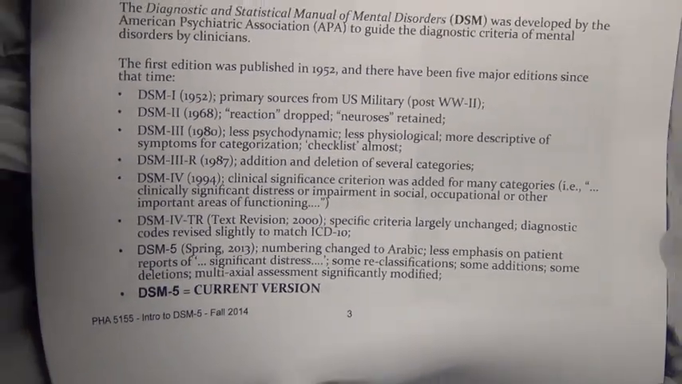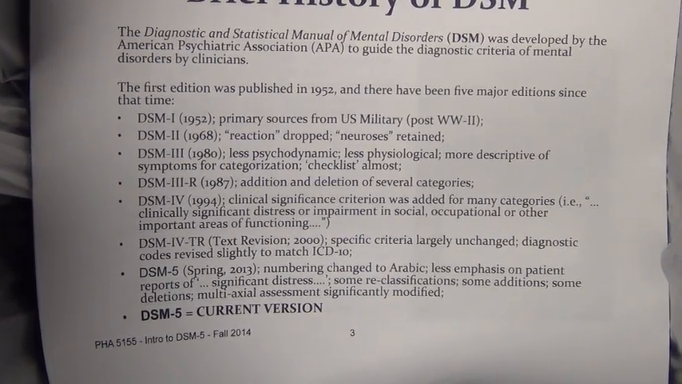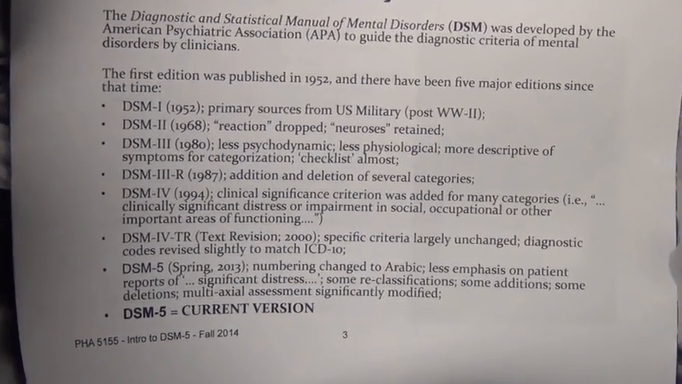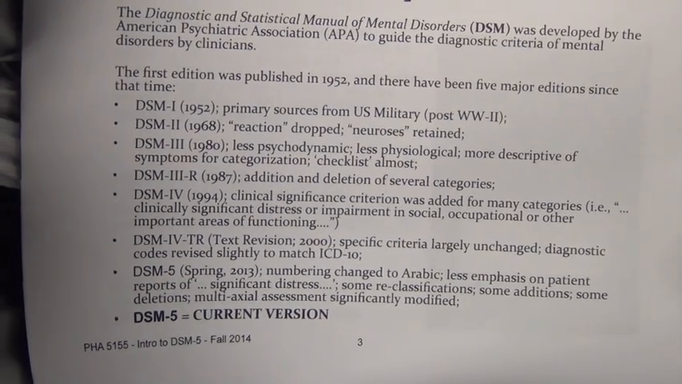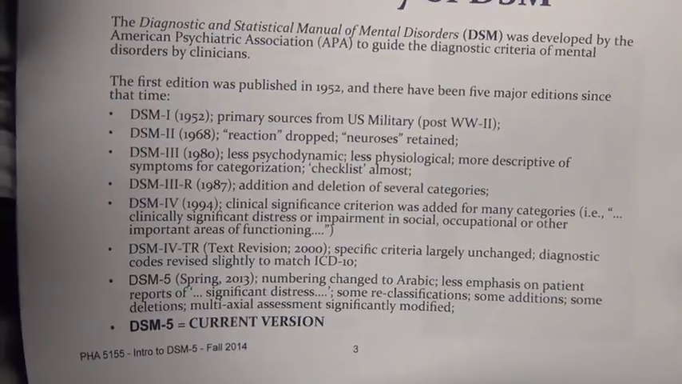Now, one thing that's interesting, it's a little bit weird too. DSM-5 is the Arabic numeral, not the Roman numeral. Why they changed that, it's not completely clear. But the DSM-5 is the current version. This is just exciting stuff.